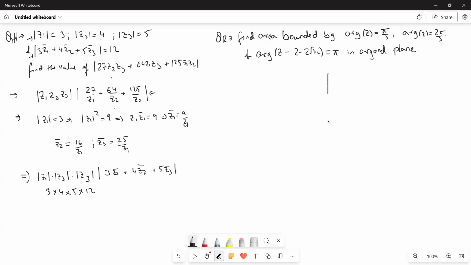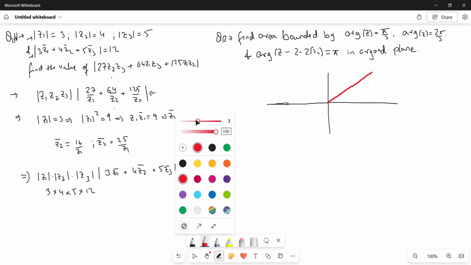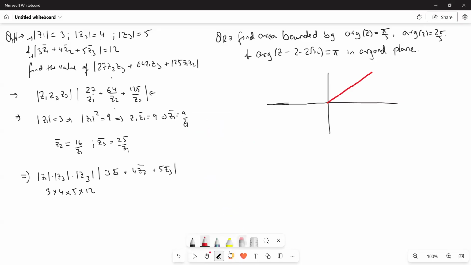अरे लोकस का क्वेश्चन है ये. If argument of z is pi by 3, what's the locus of z? It is a ray of light originating from origin inclined at an angle pi by 3.